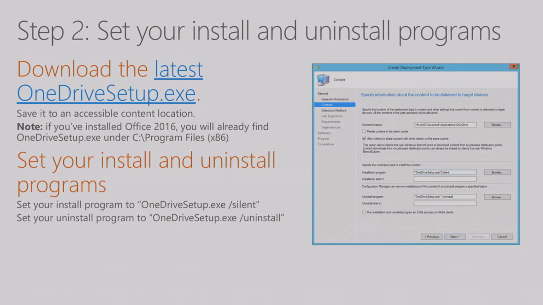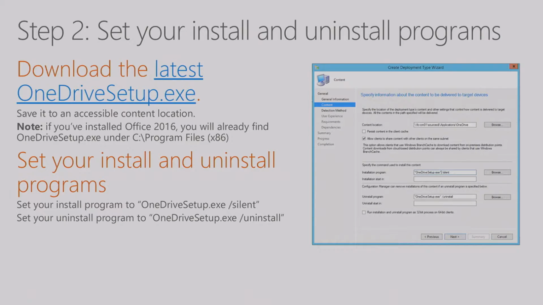So the second step is pretty simple, all straightforward, setting your install and uninstall programs. First, right off the bat, you want to make sure that you have the latest version of the OneDrive setup.exe. Normally you can get this from onedrive.com/download, or also remember, if you have deployed Office 2016, you're already going to have the OneDrive setup.exe under C program files. So you can just reference that setup installer if you were deploying Office 2016.